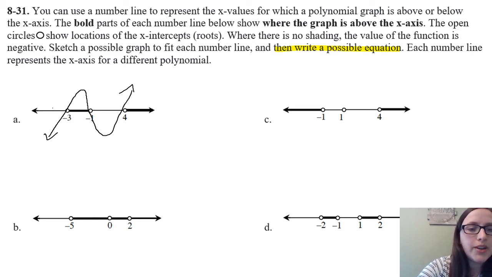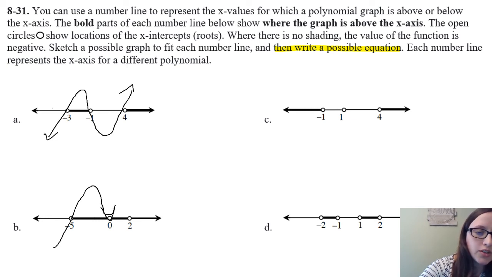This is bolded between -3 and -1. So I'm going to go above, not bolded between -1 and 4. So I'm going to go below. So I'm going to do this real quick for the other graphs. The important point of this is that you guys can kind of guess or predict the equation given the graph. And I'm not doing the greatest with these graphs right now.